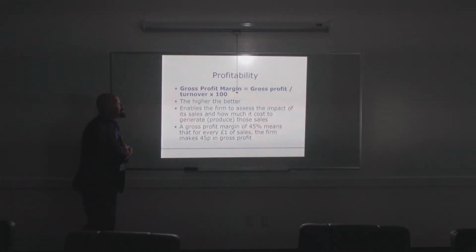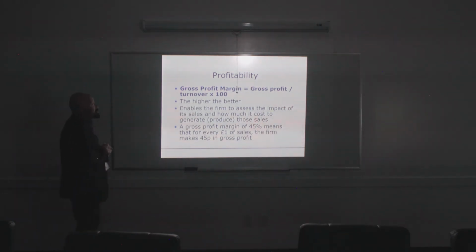Gross profit divided by turnover times 100. The higher the better. Enables the firm to assess the impact of its sales and how much it costs to generate or produce those sales. Now, what do we mean by turnover? What we're meaning by turnover is inventory turnover. Sales. Are they turning over quick? Remember, if a product is sitting on the shelf, it's not making you any money. Okay, you need it out of there, you need it out in the store or on Amazon or Alibaba or whatever, and you need it sold because that's how you get your money. Okay, so we want turnover to be fast.